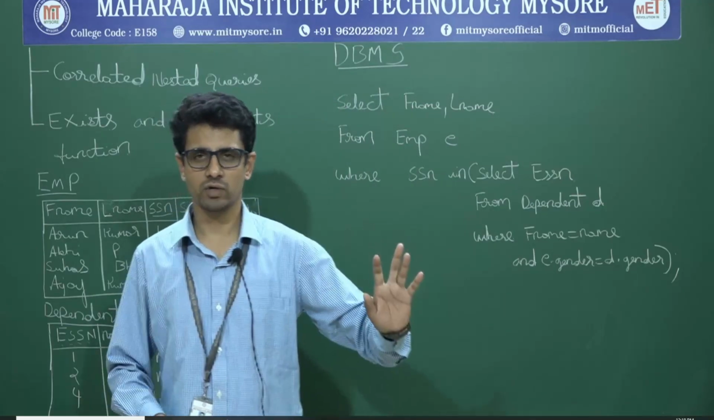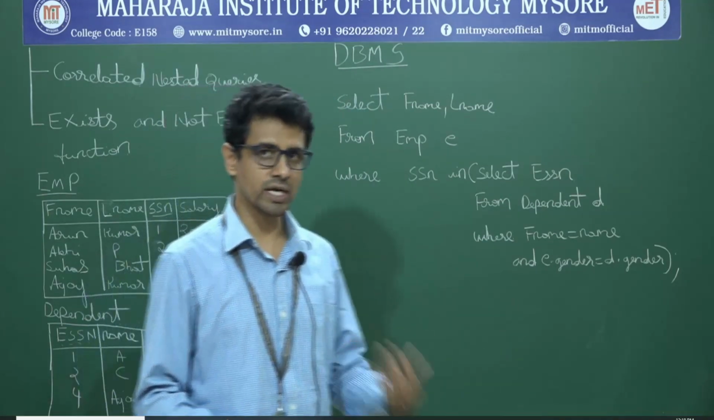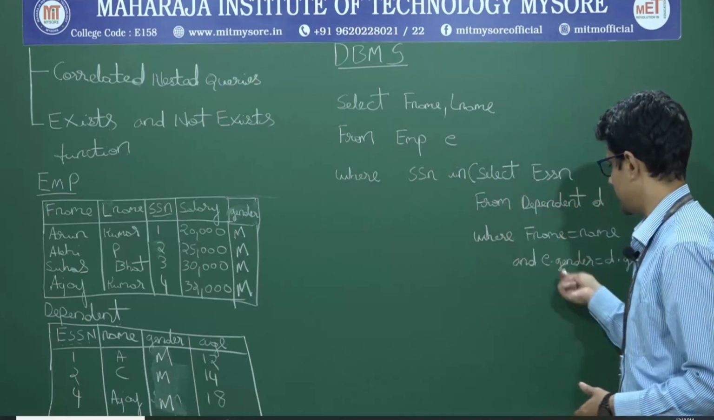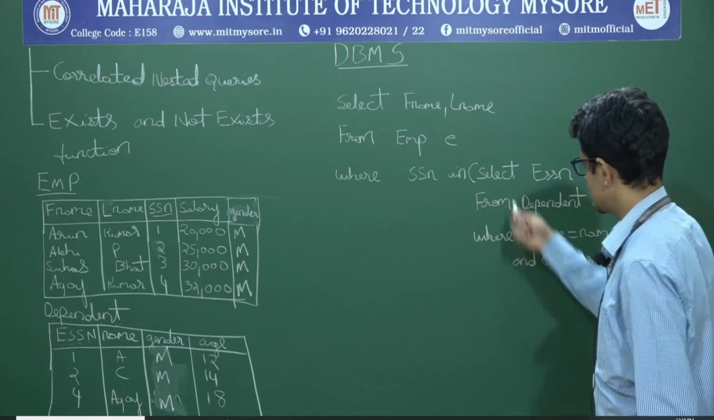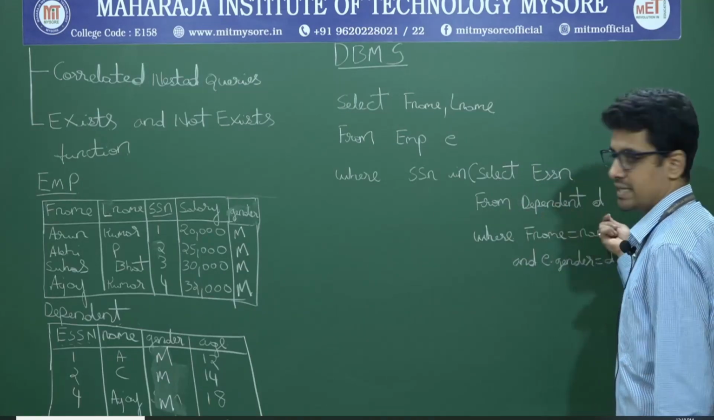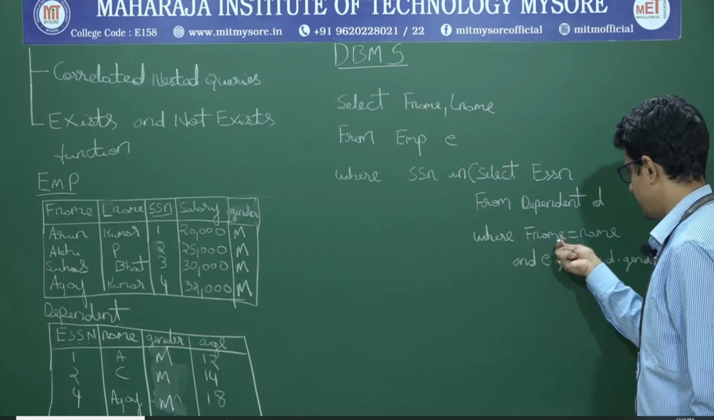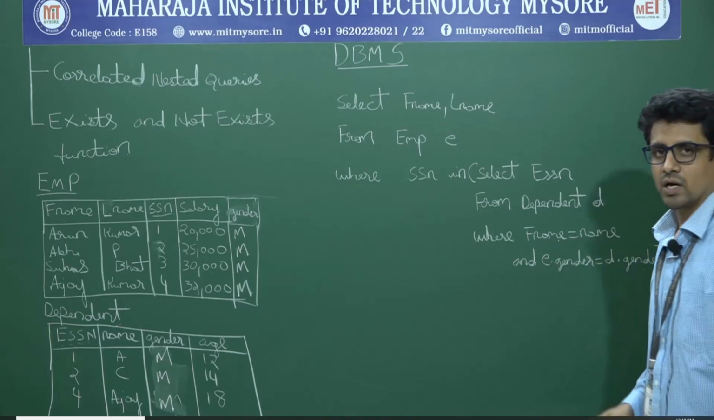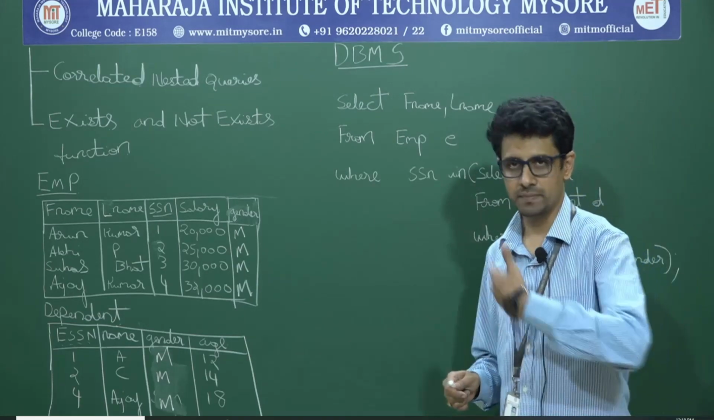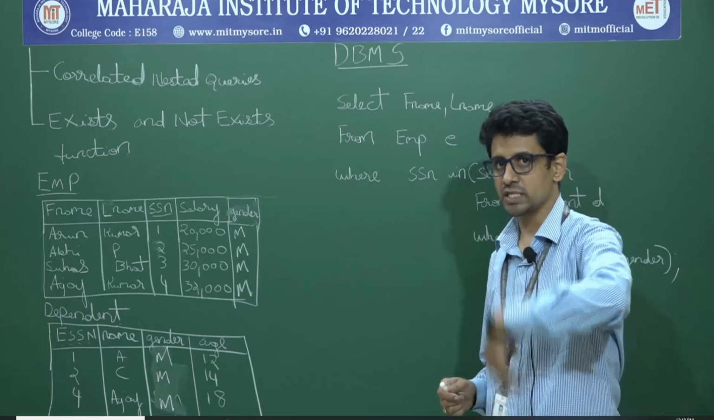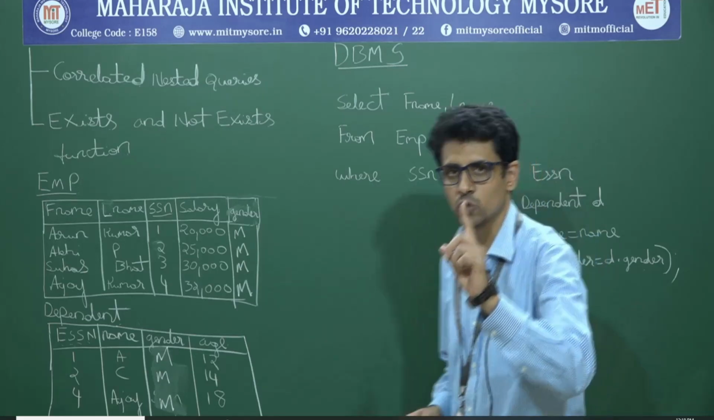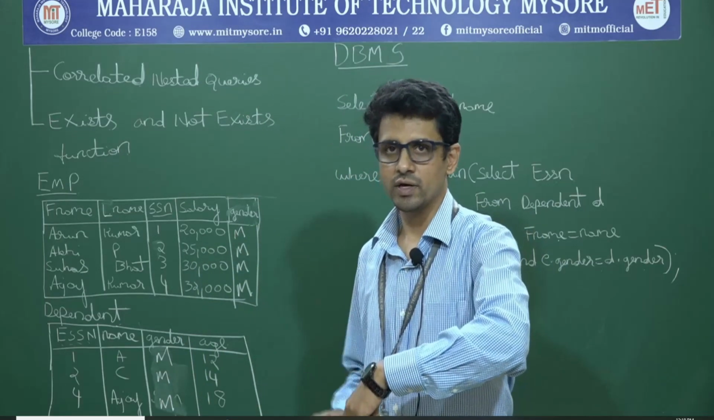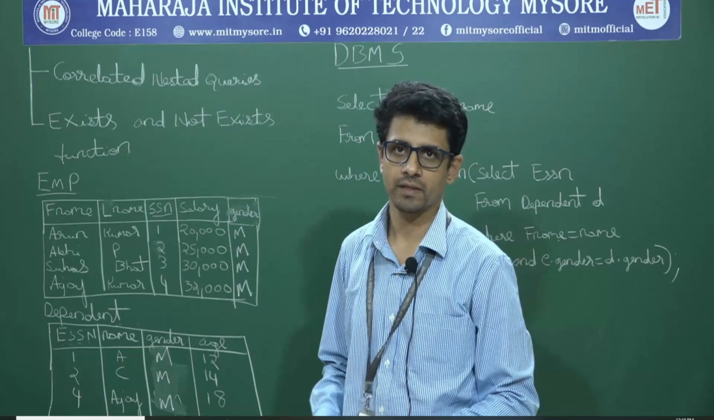We can write a direct query for this also, but to understand the correlation between nested queries, we need to use the nested form itself. I have written the inner part. What I am trying to fetch here is: select ESSN from dependent D, where F name equal to the employee's name and E dot gender equal to D dot gender. As I said in the previous video lecture, the inner query executes first, then the outer query executes. But when there is a correlated nested query, students, we need to run this inner query for every instance of the outer query. Let me explain how.